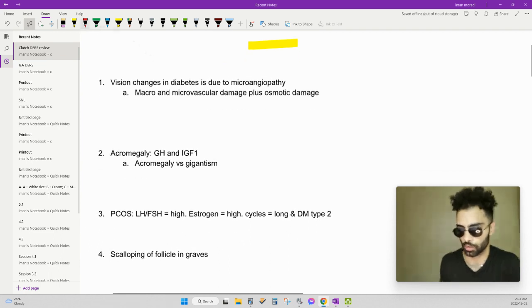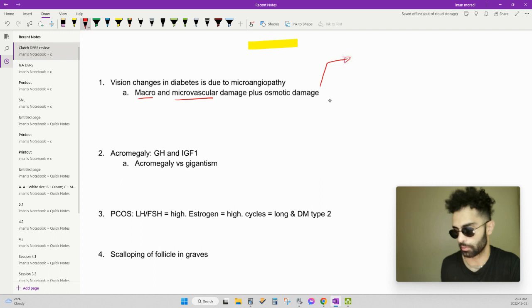Changes in diabetes. Okay, so I want to talk about how diabetes affects vision. In order to understand that, you need to understand the macro and microvascular damage that diabetes does. So we can categorize diabetes damage into two general categories. One of them is osmotic damage. If you remember, this is through sorbitol. The other one is through glycosylation.